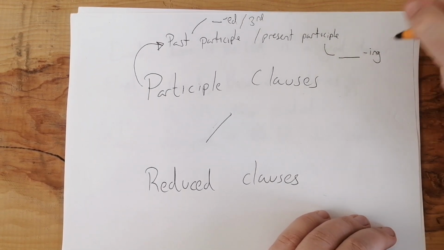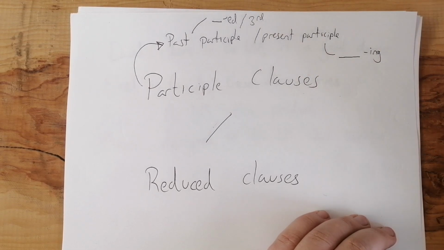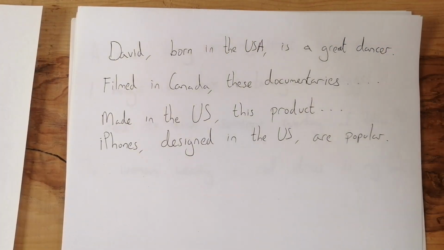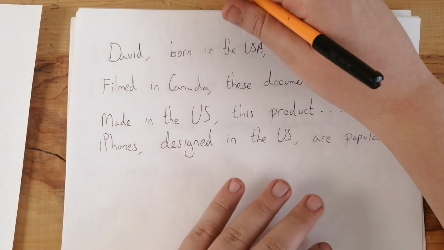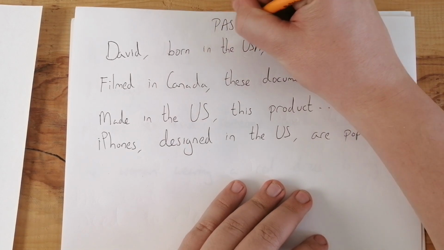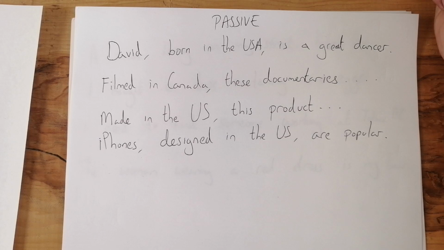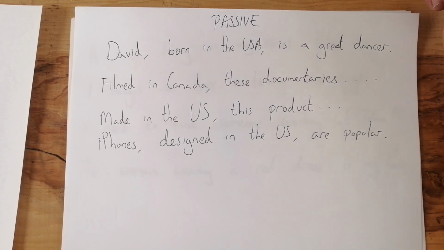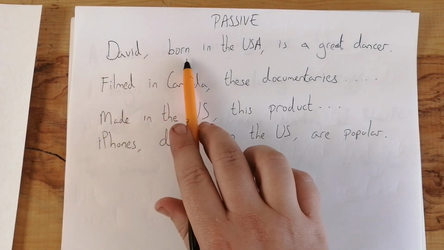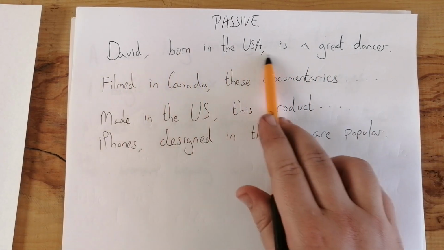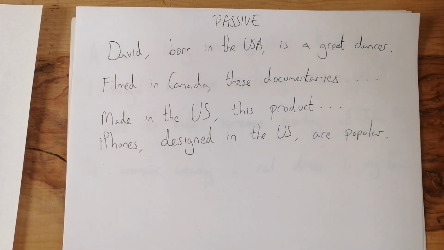And I'm not going to talk about the difference between gerunds and participle adjectives and so on. The present participle is ing. Simple as that, okay? So, let's have a look at this case where we're using it in the passive voice. Now, remember, in English, uno no nace, uno es nacido. So this is actually passive voice. So, David, born in the USA, is a great dancer. David, nacido in the USA, is a great dancer.